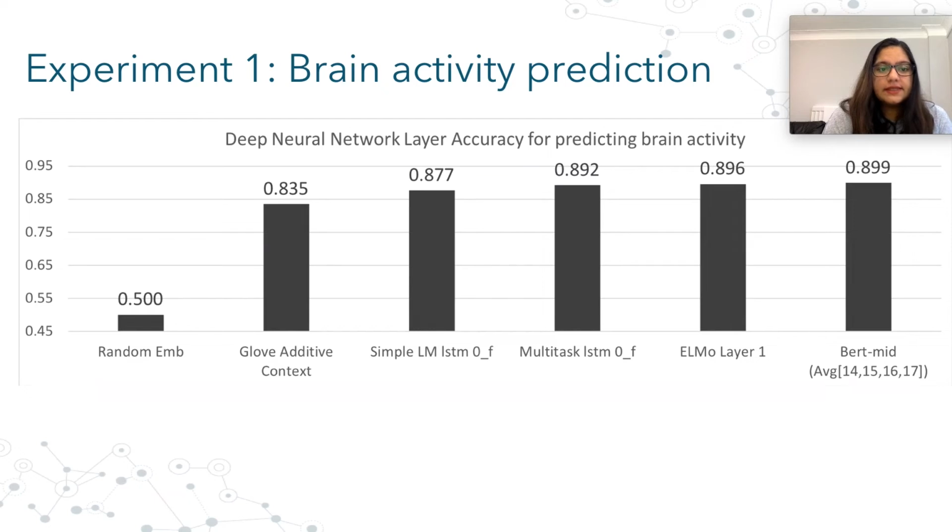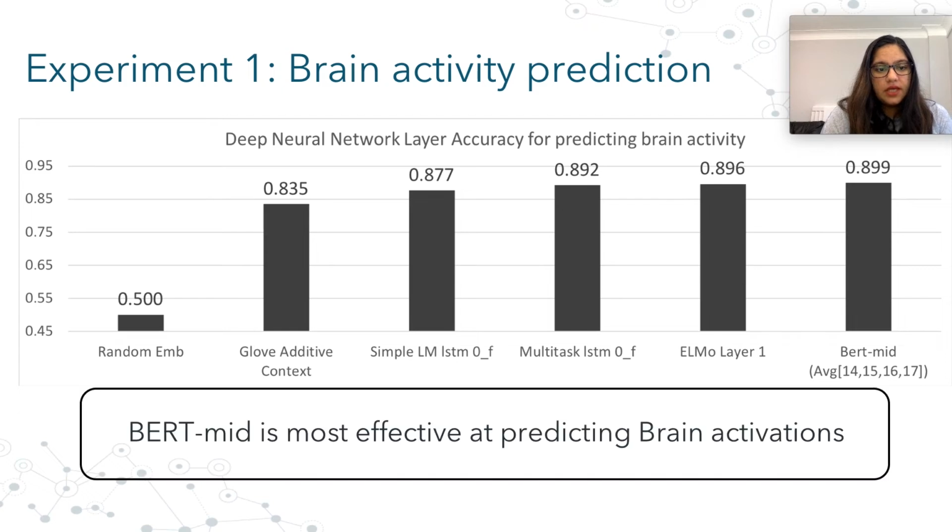What we find is that deep neural network layers are able to predict brain activity with good accuracy. In this graph, you see the best layers from each model and their accuracy in predicting brain activity. The random embedding model starts with a chance accuracy of 50%, which is further improved by better models. BERT mid layer, which is the average accuracy from layers 14 to 17, is the most effective in predicting brain activations.